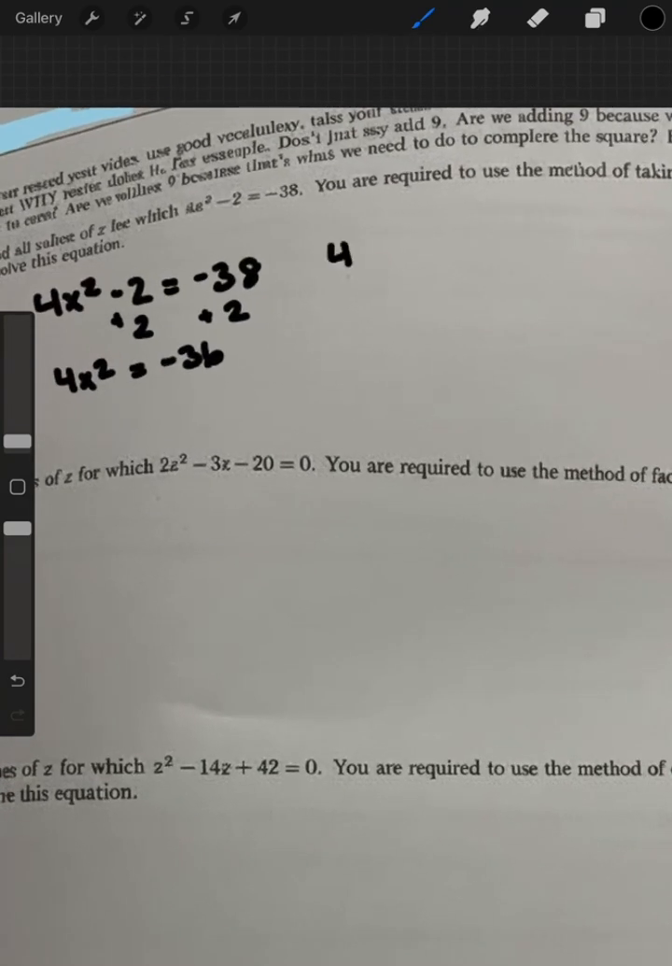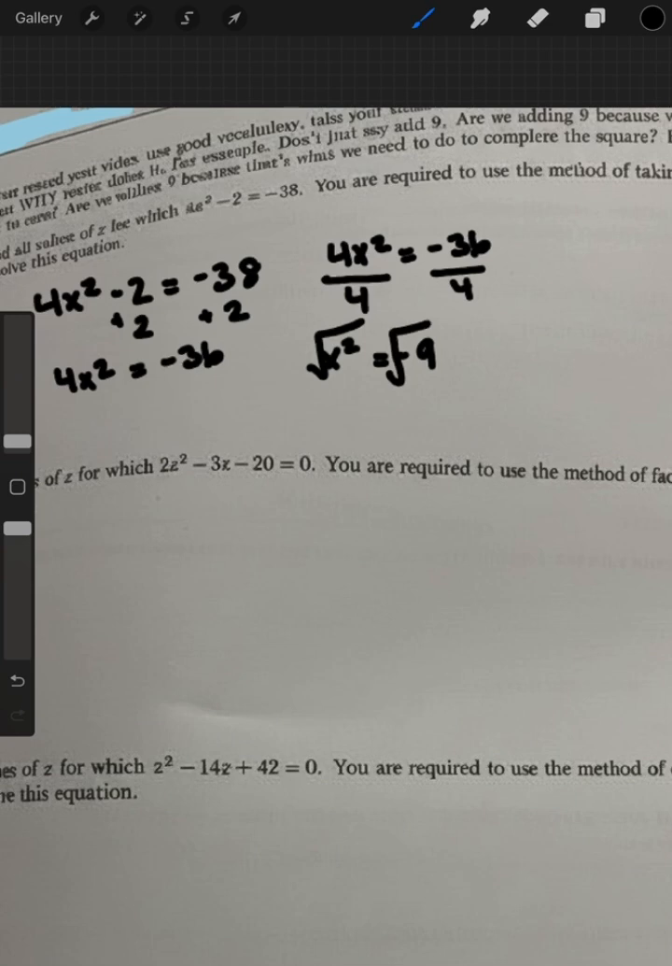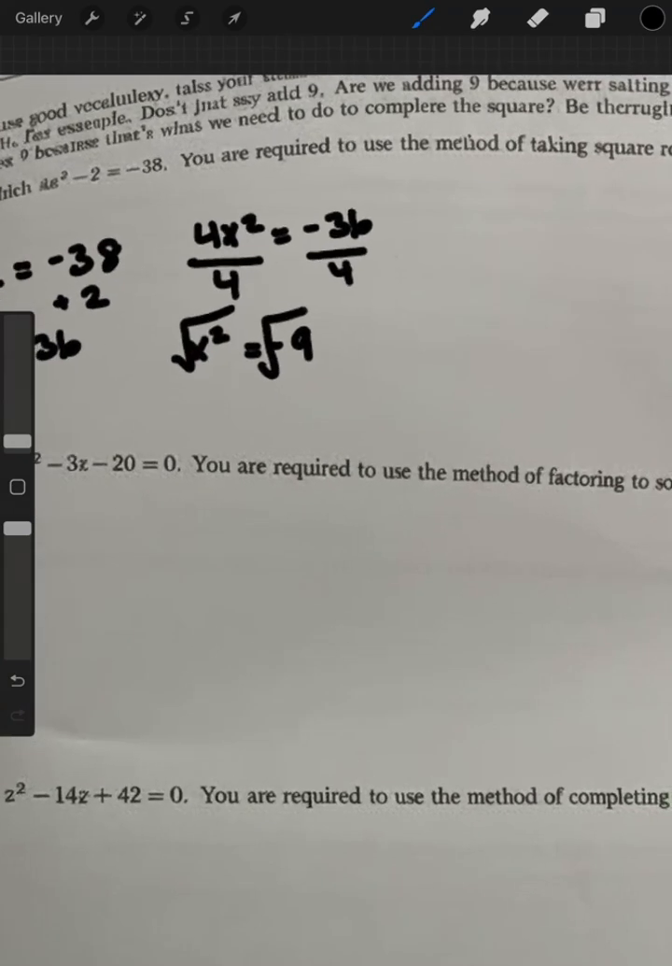Now we want to get x squared by itself. So what I'm going to do is divide both sides by 4, which ends up giving us negative 9, because there's still a square to it. So I'm going to take the square root of both sides. When I take the square root, I always include the positive and negative roots. Gets me x equals plus or minus 3i.